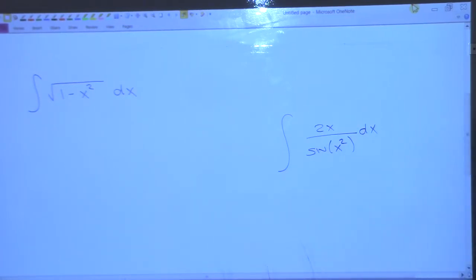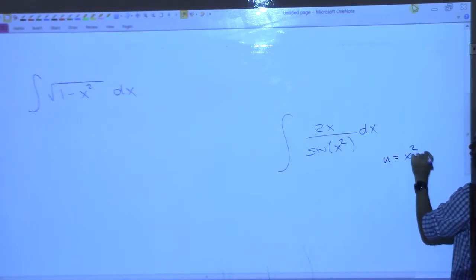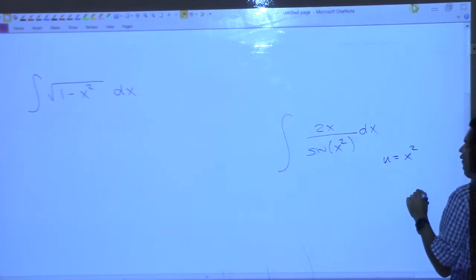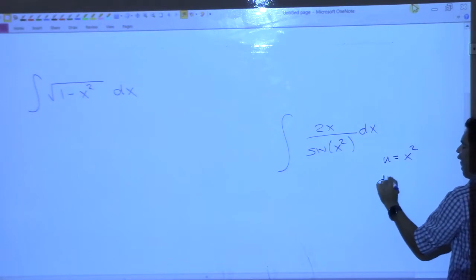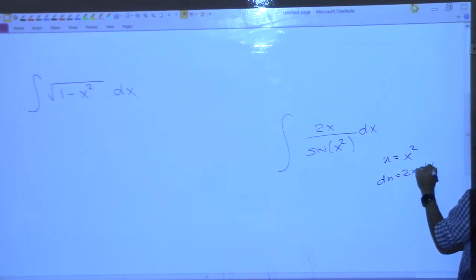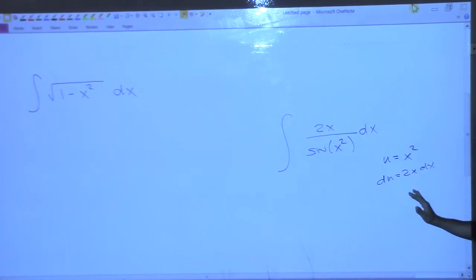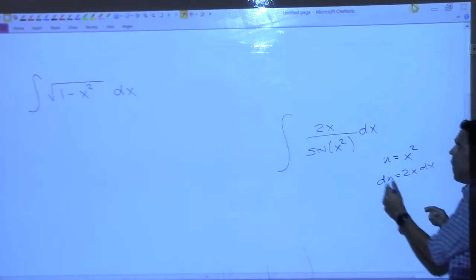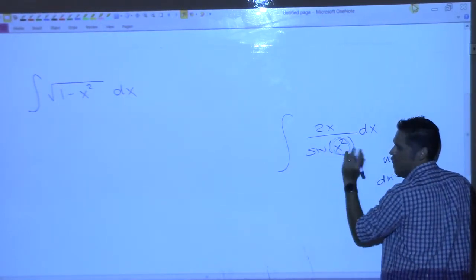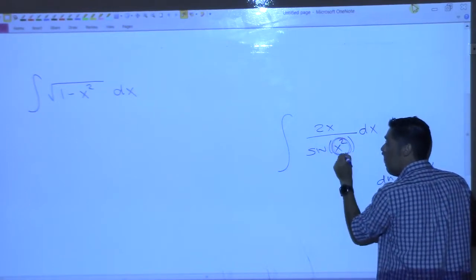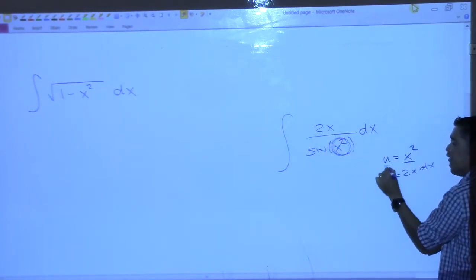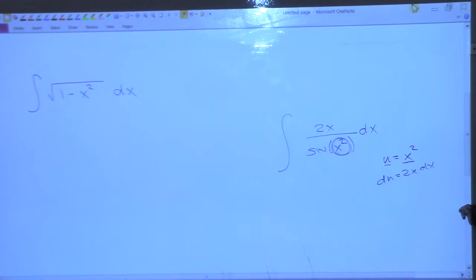This I could do with basic u sub. u would be x squared, and then du would be 2x dx, and then that would become basically 1 over sine u, which is cosecant u, and we could do that, right? Okay, so when I make a basic u substitution, I'm taking a complicated expression, that's not very complicated, and replacing it with a simple expression, right?